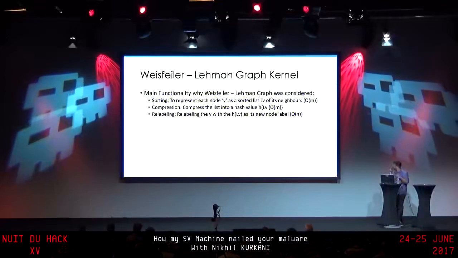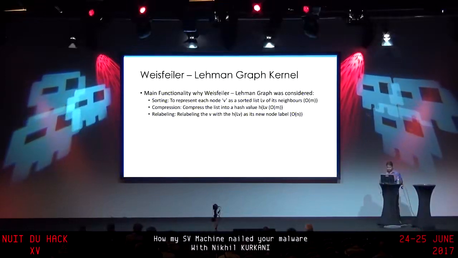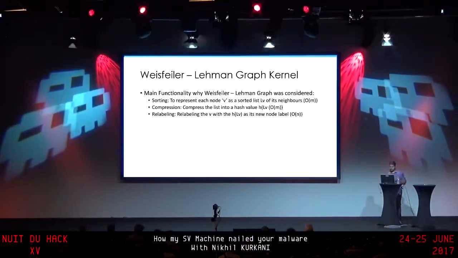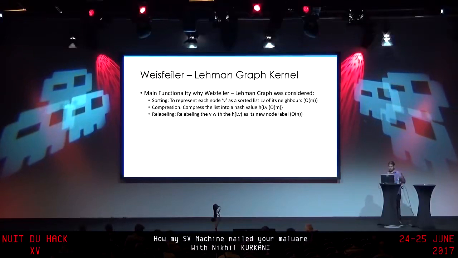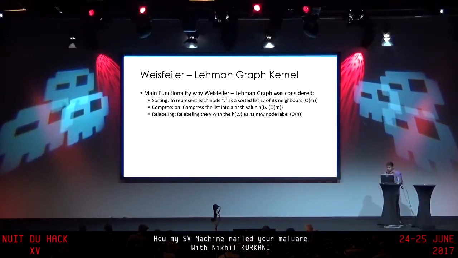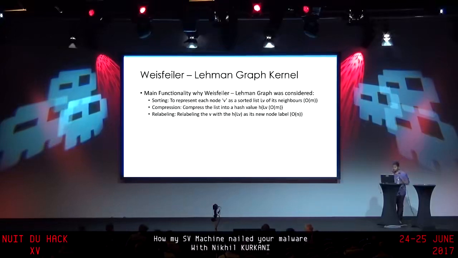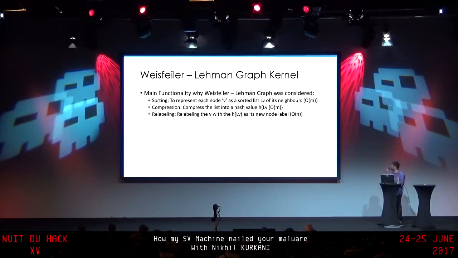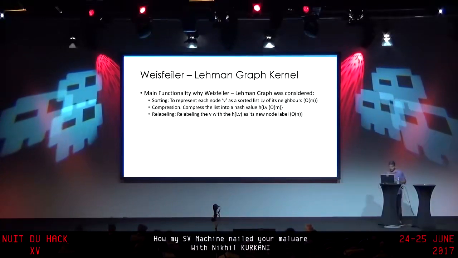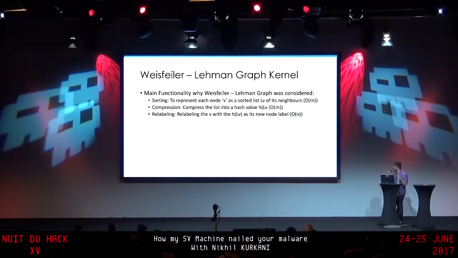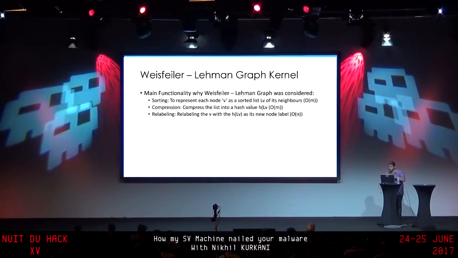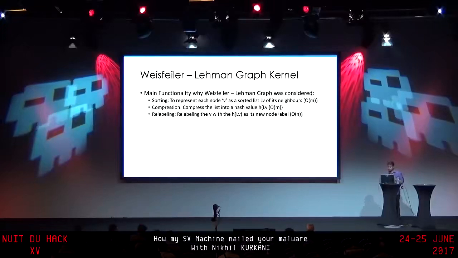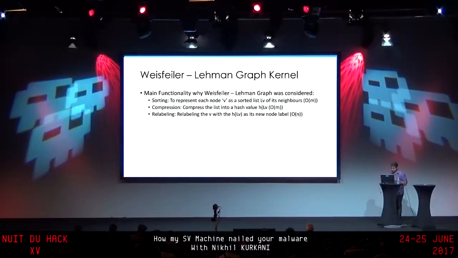Considering the Weisfeiler-Lehman graph kernel, the main reason we considered this was that it was really necessary for us to see the sorting, the compression, and the relabeling of the nodes. This was of prime importance for us. We represent each node v as a sorted list of its neighbors, then compress it into a hashed value, then relabel it into a new node label. These were the primary things that we needed.